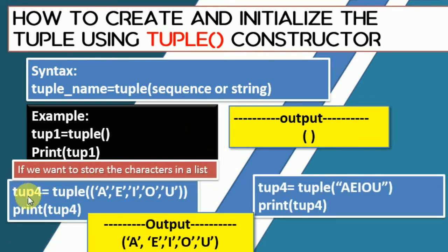One is tup4 equals to tuple, then two brackets and single quotes a, then comma, then e, then i, then o, then u. This is one method and it will display me the same output. And one is that I write down tup4 equals to tuple, bracket, double quotes a, e, i, o, u, double quotes. It converts that word in double quotes into each character separately inside the tuple. This method or this method will give you the same output.